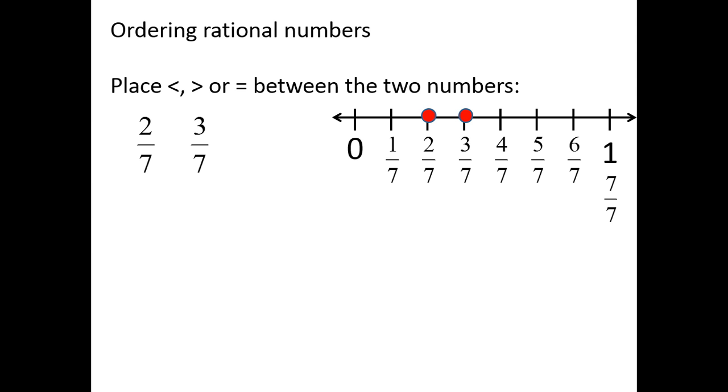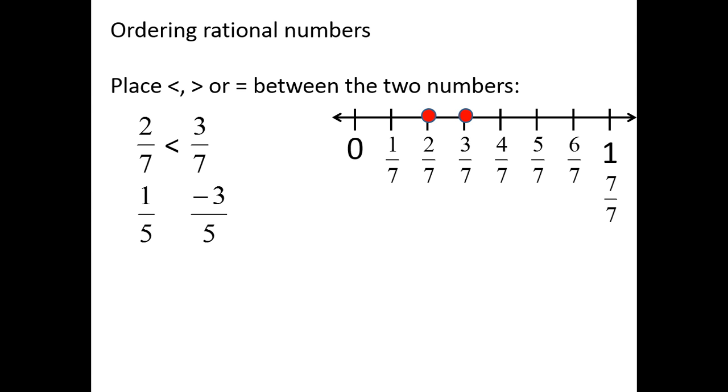We also can look at the position of the two numbers on the number line, and since 3/7 is to the right of 2/7, it must be larger. So that means 2/7 is smaller than 3/7, and we can put a less than sign in between them.